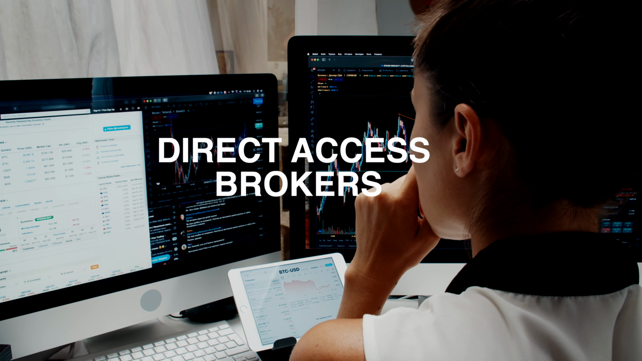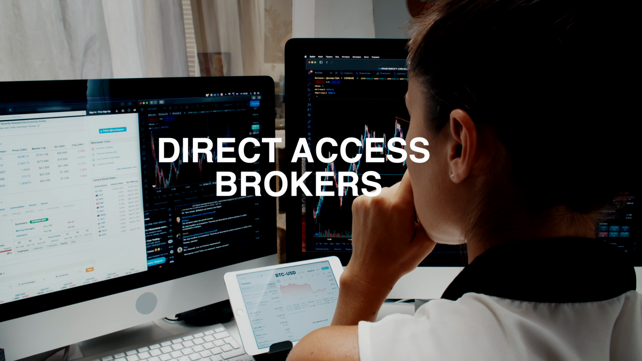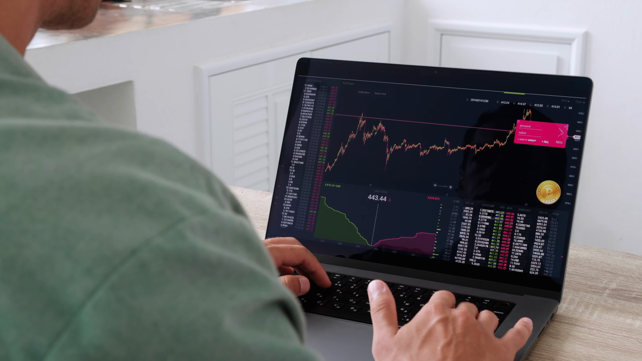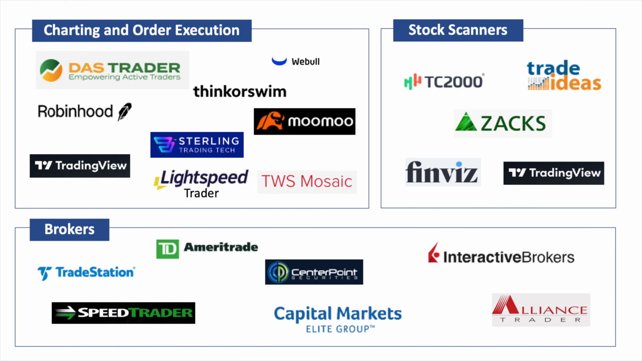These are called direct access brokers, which execute your trade directly via exchanges or ECNs and are very focused on execution speed. Refer to the graphic here, where I have captured a few popular names in the industry for the respective use cases: order execution and charting platforms, stock screeners, and brokers. I would like to empower you with the right knowledge to be able to choose the right platform for yourself, rather than just recommending one particular tool.